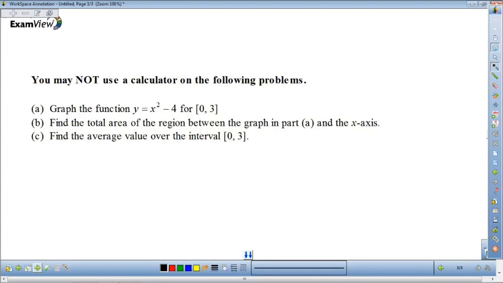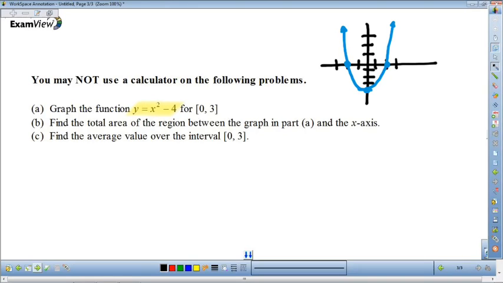Part A wants me to graph the function of x squared minus 4. I'm going to just do a sketch. So I know it's the parabola that is shifted down 4. I'm also going to find the zeros because that's going to help me get an accurate sketch of this parabola.